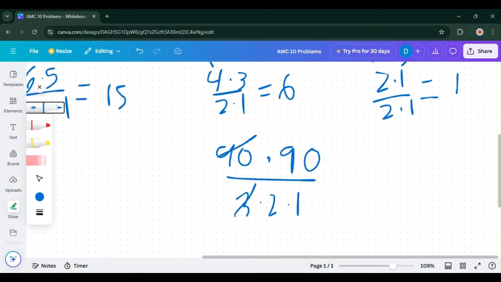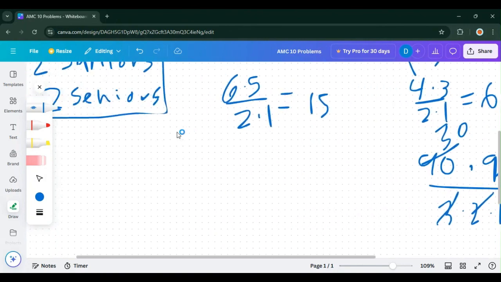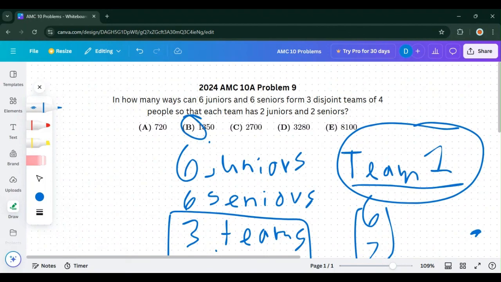So we have 30 times 45, and we get 1350 for our final answer. And let's see if there's an answer choice. There is answer choice B.